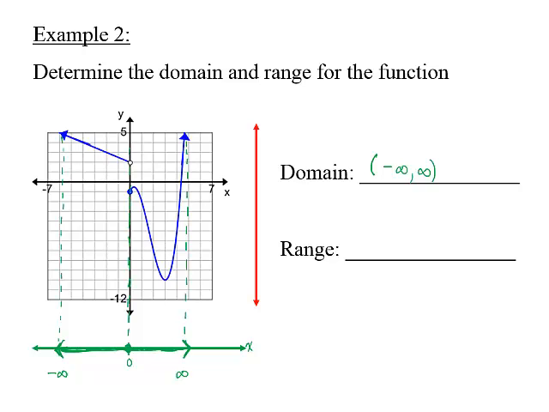My range, I read the graph from bottom to top. So the bottommost point on my graph is this vertex down at negative 10. And it is an actual point, so I'm going to include it with a closed circle. And where does this graph end? This was a little bit more complicated to think about.